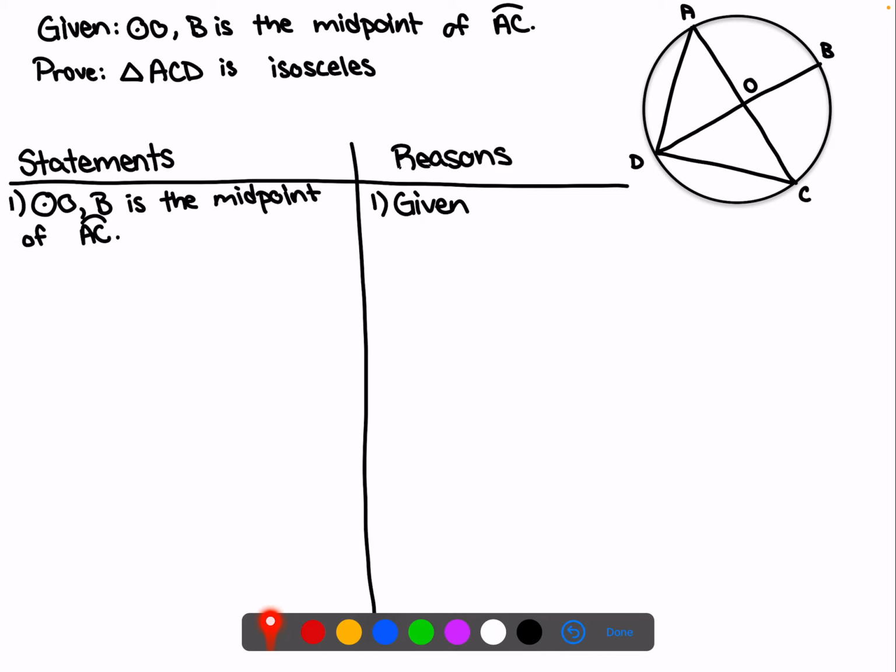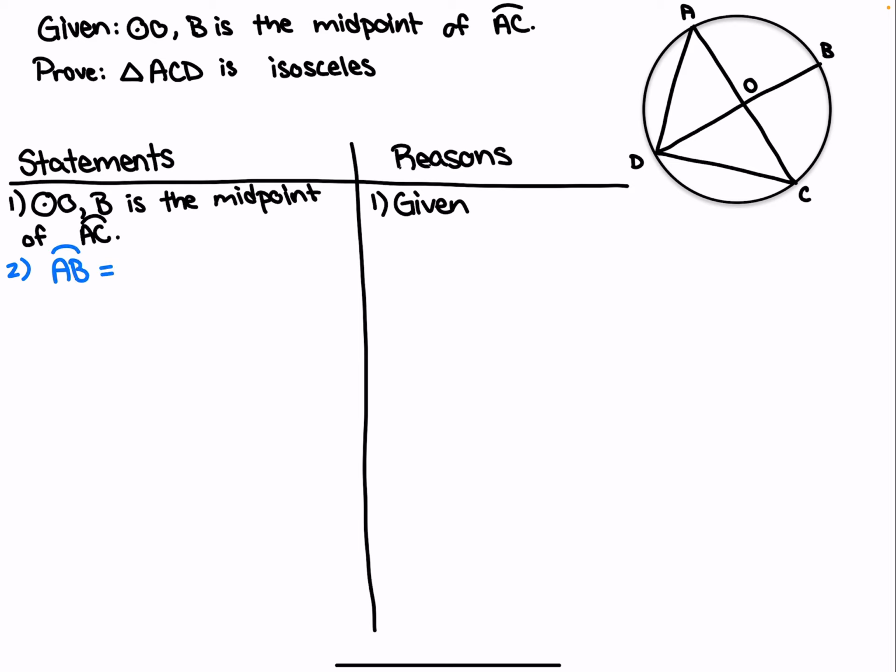That's given to us. And then I'm going to use information from statement 1 to further this proof. Statement 1 just tells me that I have a midpoint of an arc. So that means that B is right in the middle of this arc. Well, if B is in the middle, that means that AB should be the same as BC, because if something's in the middle, it's splitting it perfectly in half. So arc AB is congruent to arc CB.